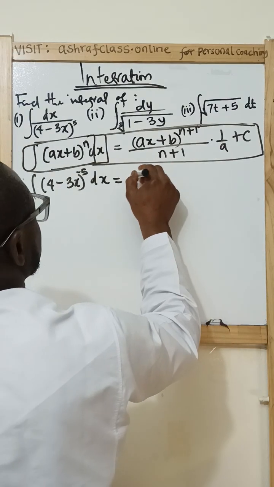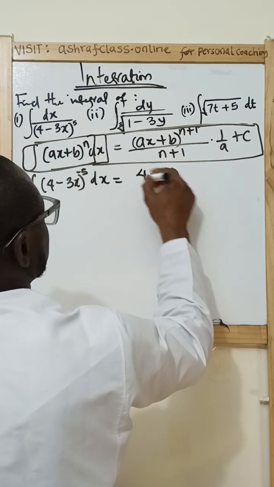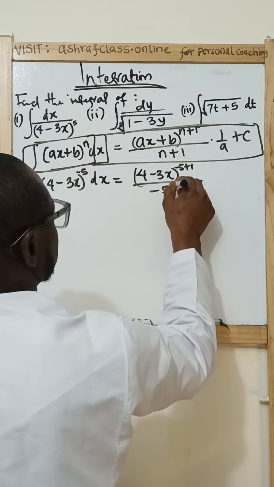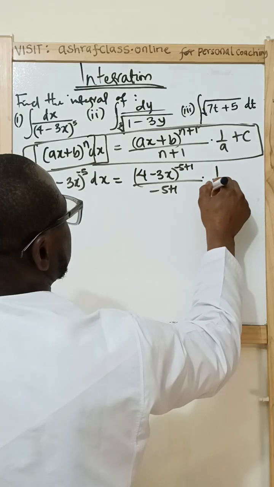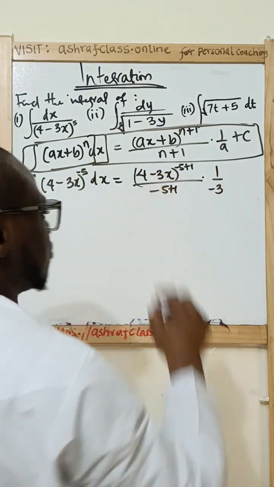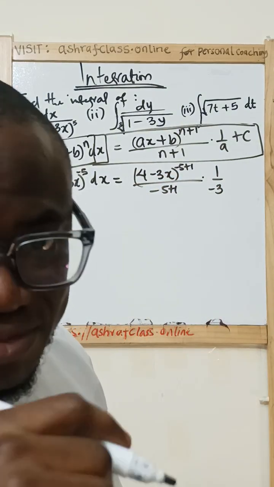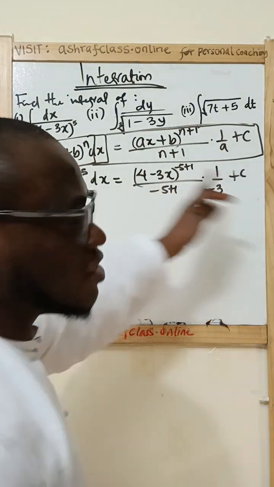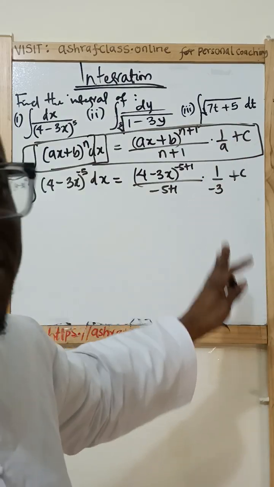So this is going to be (4 minus 3x) raised to power minus 5 plus 1, all over minus 5 plus 1, then times 1 all over minus 3, that is the coefficient of x in that bracket, plus c. So this is the final answer. We just need to simplify further.